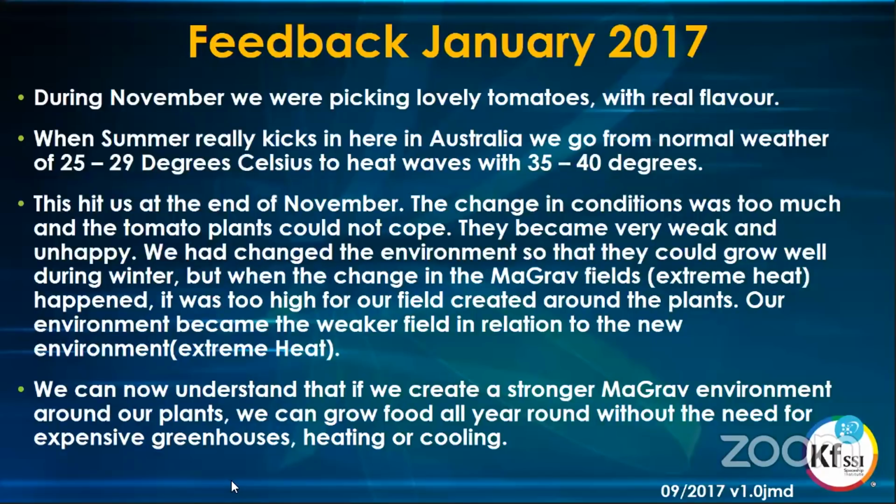So, we're still trying to understand this, but we're thinking that by creating the conditions and using the plasma around our tomato plants, it had managed to grow throughout the winter. But as soon as we had an extreme heat condition, and as we know, when we experience high heat temperatures, there is a change and an increase in the Maggrav fields, and these were just far too high for what we had created around our tomato plant. And so we had almost a breakdown of that interaction, and the tomato plant just could not cope.